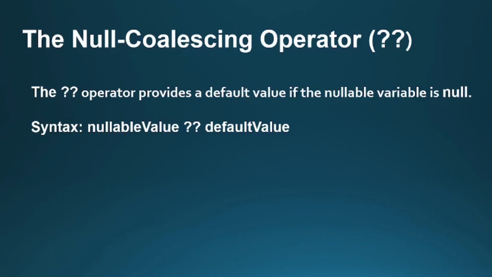And the next one is the null coalescing operator. We can declare it by using double question mark. The null coalescing operator is a shortened way to provide a default value if a nullable variable is null. If any variable is null, we can provide a default value. Instead of writing a long if statement, we can just use double question mark. Let's see with an example.